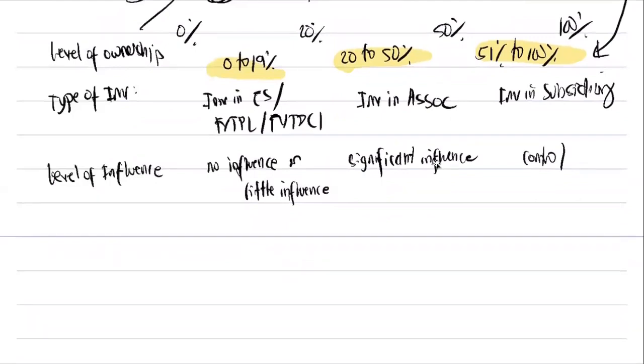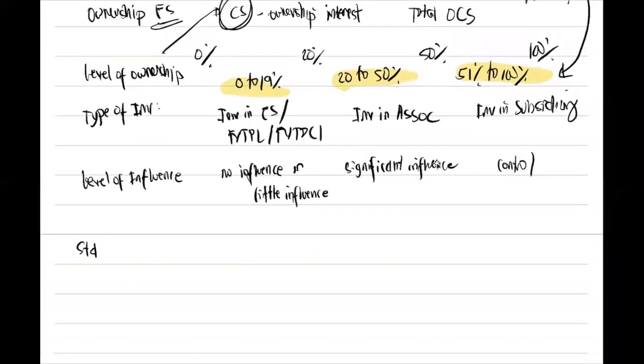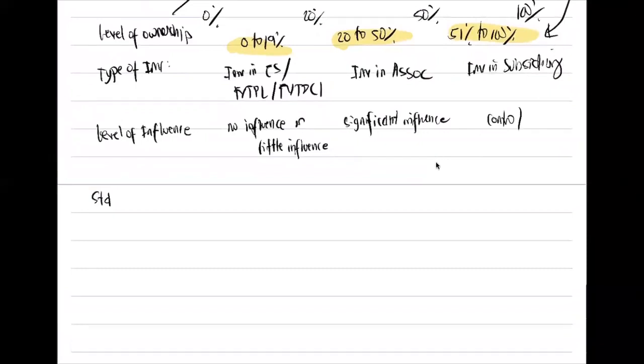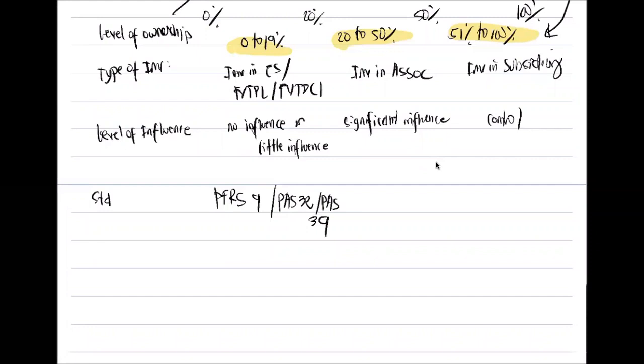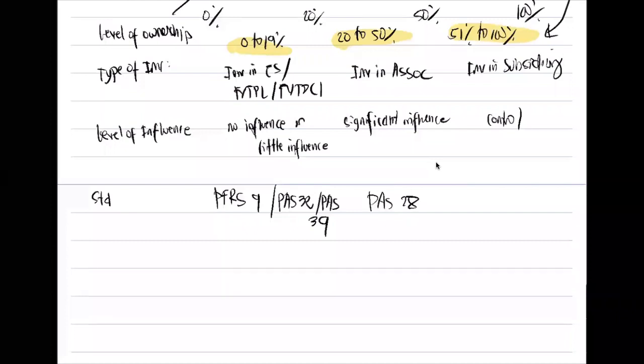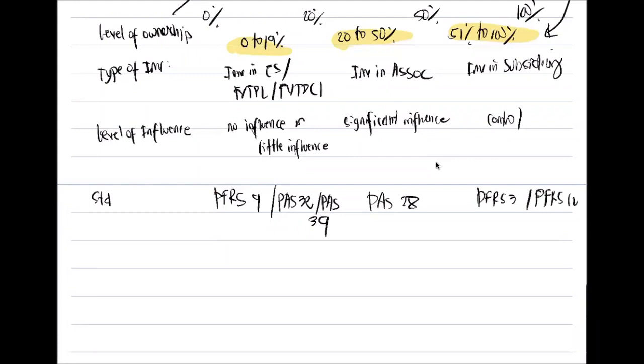Now, based on your investment or type of investment, we can determine also the standard applicable. So for 0 to 19%, the standard applicable is your PFRS 9, also your PAS 32, including PAS 39. Now, for 20 to 50%, what we use is your PAS 28 as a standard. This is known as your investment in associate and joint ventures. We have your investment in subsidiary, 51 to 100%. The standard used is PFRS 3, including PFRS 10.